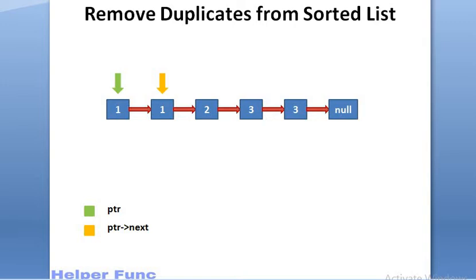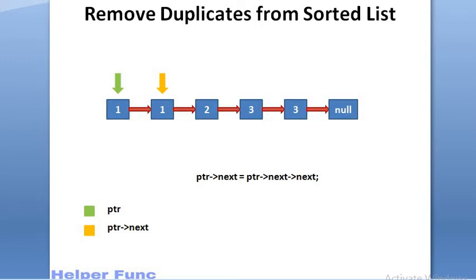And if these values are the same, we will perform this operation, which means that PTR's next will point to PTR's next to next, which basically means that we will remove the duplicate 1. And we will keep on doing this till we get duplicates. So let's try and understand with this example.